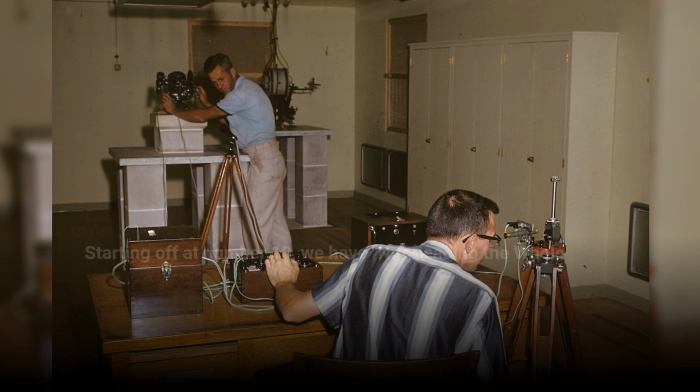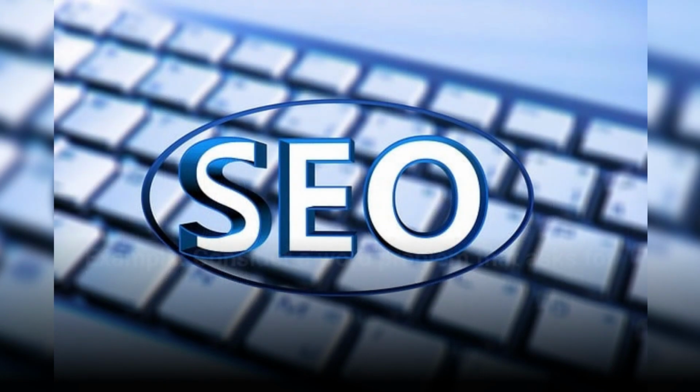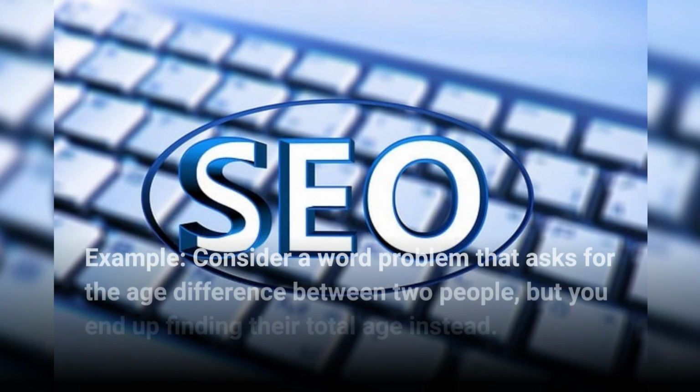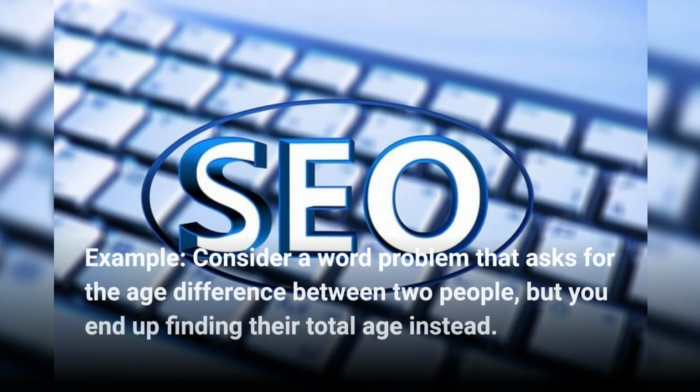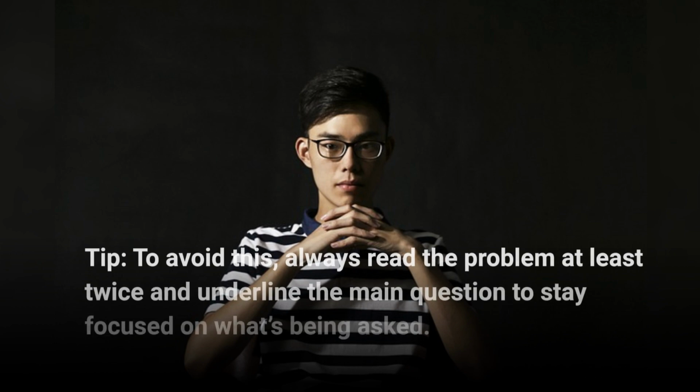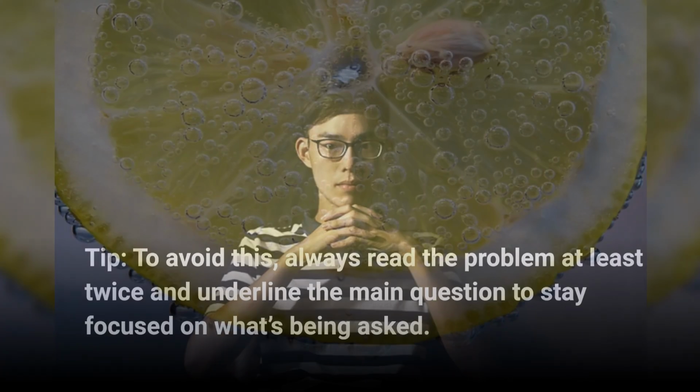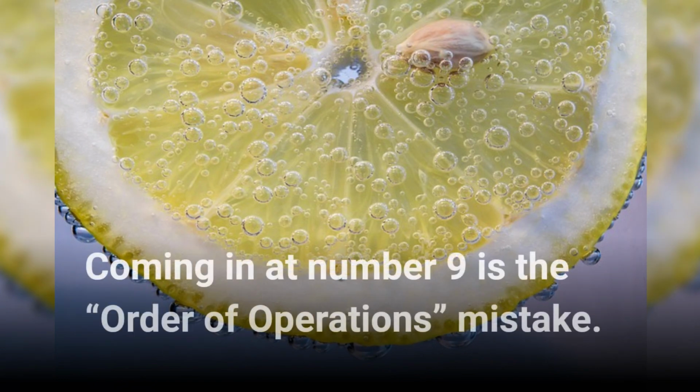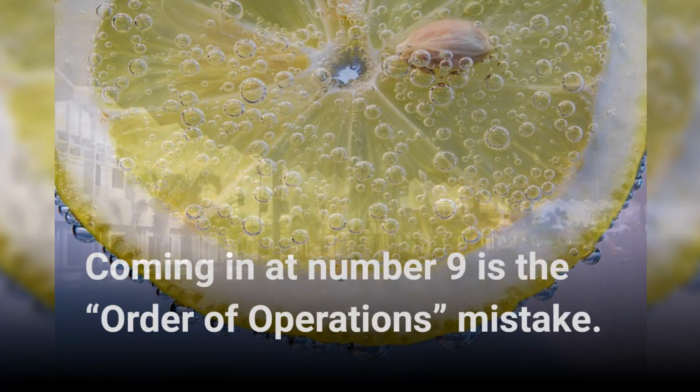Starting off at number 10, we have not reading the whole problem. This might seem obvious, but during the heat of an exam or while doing homework, it's easy to skip over critical details. Example: consider a word problem that asks for the age difference between two people, but you end up finding their total age instead. Tip: to avoid this, always read the problem at least twice and underline the main question to stay focused on what's being asked.